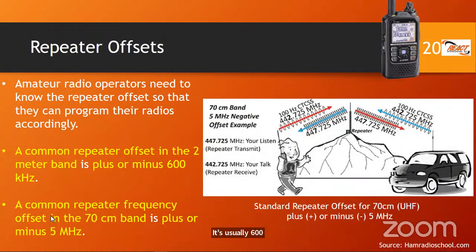Right, for the UHF band or the 70 centimeter band, a common repeater frequency offset is plus or minus 5 megahertz. So we need to learn these 2 bullet points for the exam. For the 2 meter band, the 140 something megahertz band, it's plus or minus 600 kilohertz. For the 70 centimeter band, the 400 megahertz band, it's plus or minus 5 megahertz. And this is pretty standard.